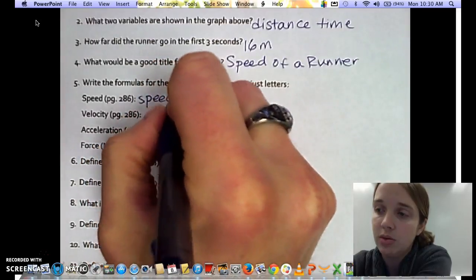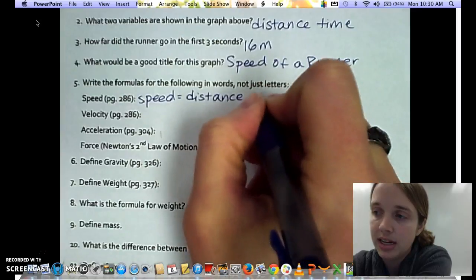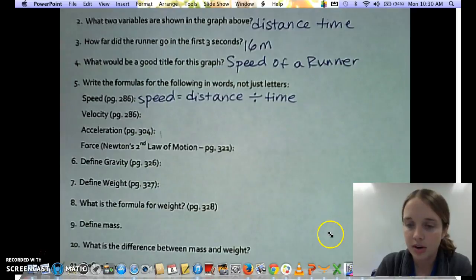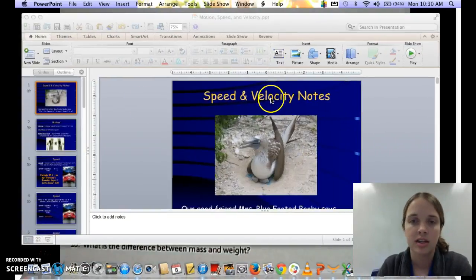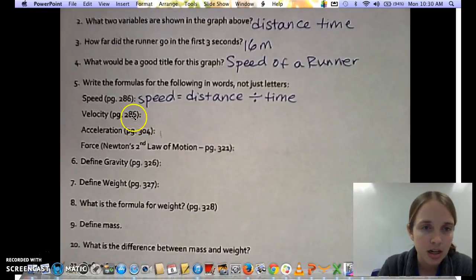Speed equals distance divided by time. And recall from this right here, alright, got to know it, speed equals distance divided by time, right there. Distance divided by time. All right, next up, it says velocity.